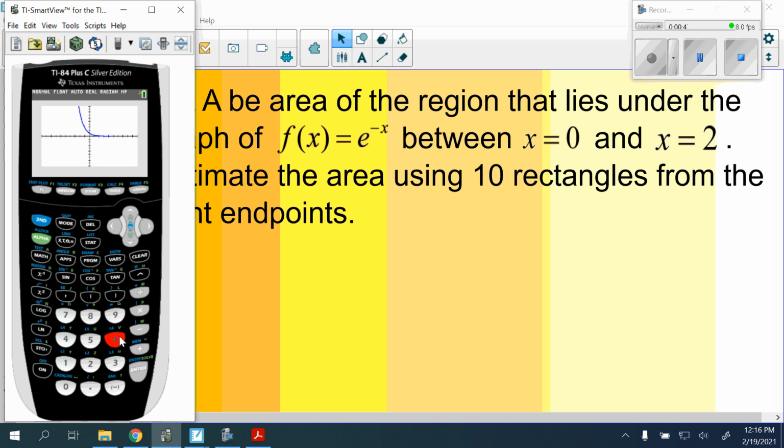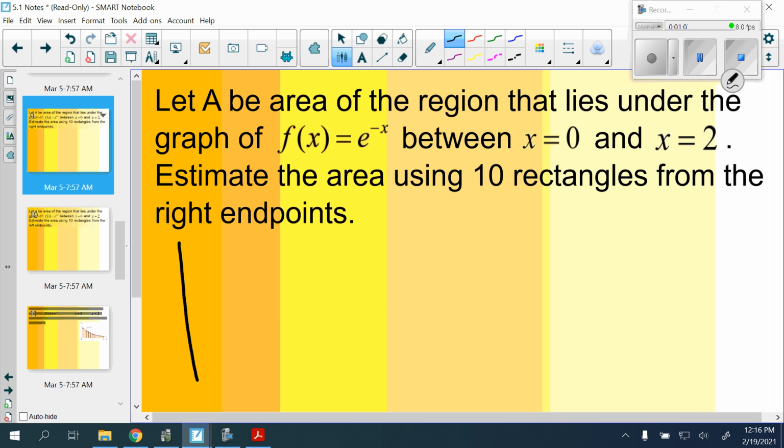So from 0 to 2, and that one's far away. I'm going to go a little bit closer here. Let's try number 4, the decimal graph. So we can see from 0 to 2, it looks like it's decreasing, and we want to find that area. So what is the amount of space there?